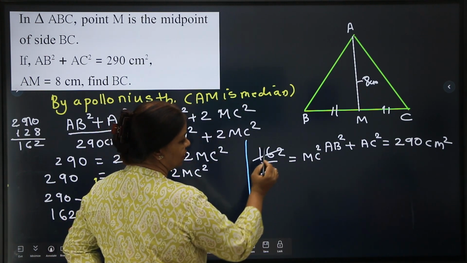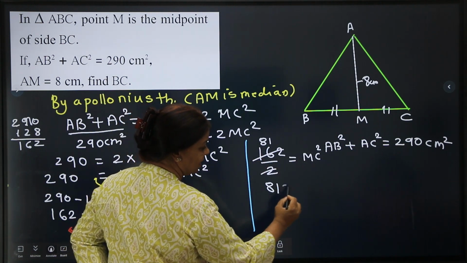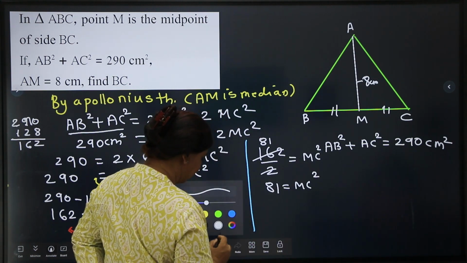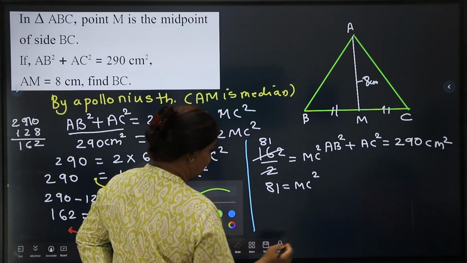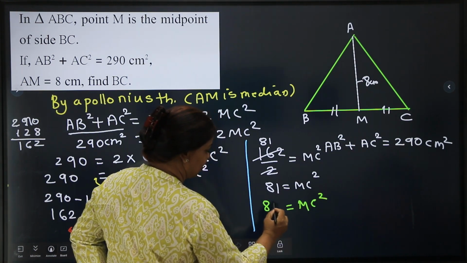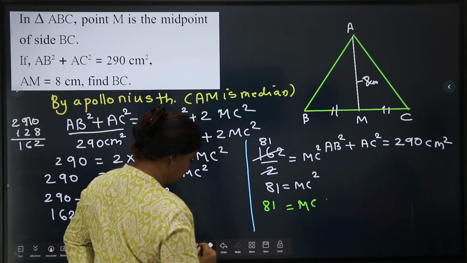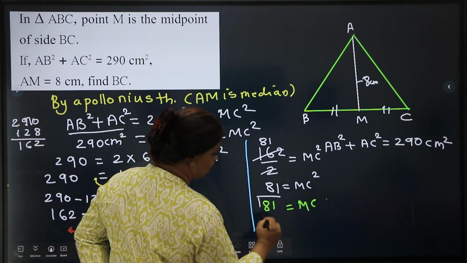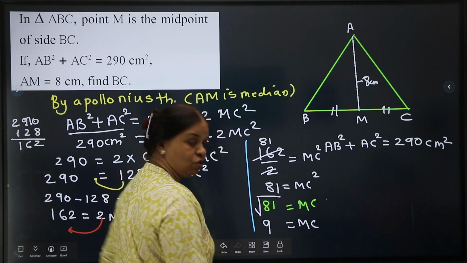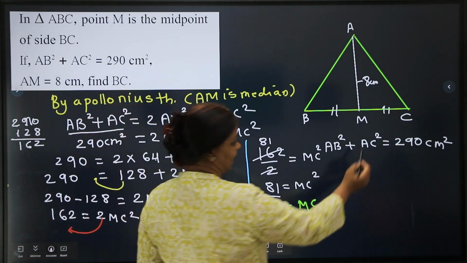2 ones are, 2 eights are 16, 2 ones are. So we got 81 is equal to MC square. When I remove the square on the other side, if I am having MC square and this is 81, and if I remove the square, I can put here the square root. So MC is equal to 9, because square root of 81 is 9. So we got MC as 9.